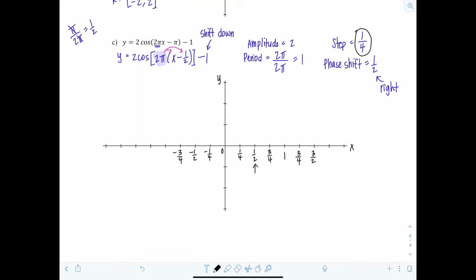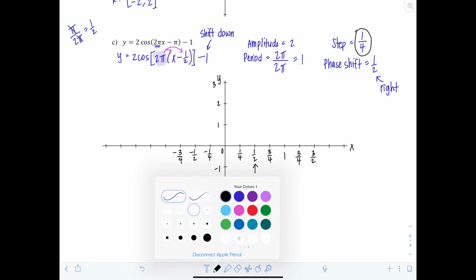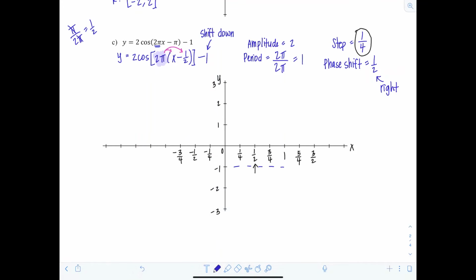It's good practice. Okay, now we have a vertical shift down 1 unit. So let's label the y-axis. This is 1, 2, 3, -1, -2, -3. So what I like to do is just put in a little dashed line. That's going to be basically like our new x-axis, our new 0 line. And since the amplitude is 2, then I'm going to draw another dashed line 2 units up from there at +1, and 2 units down from there at -3. And I'm going to use that as a guide when I'm plotting my points. It'll be really helpful, so I recommend doing this.